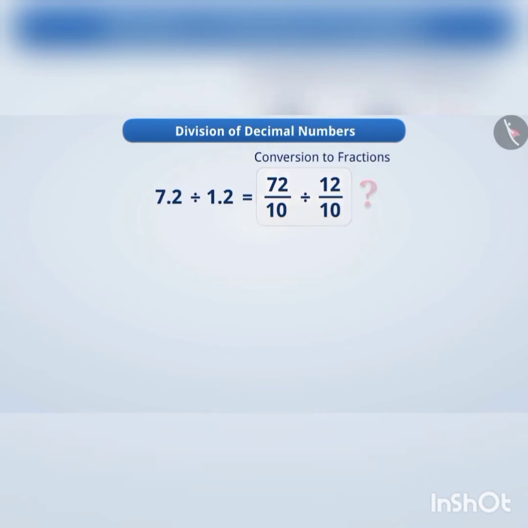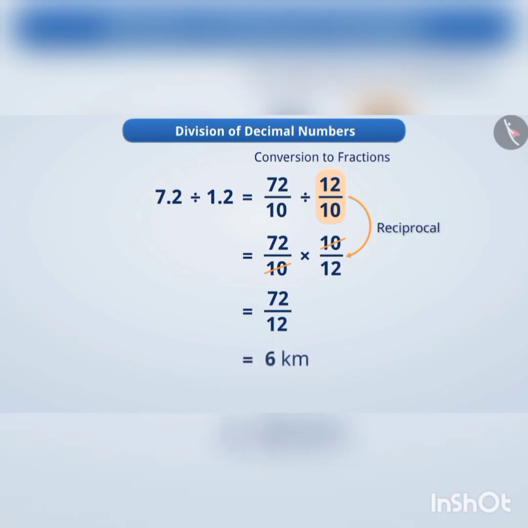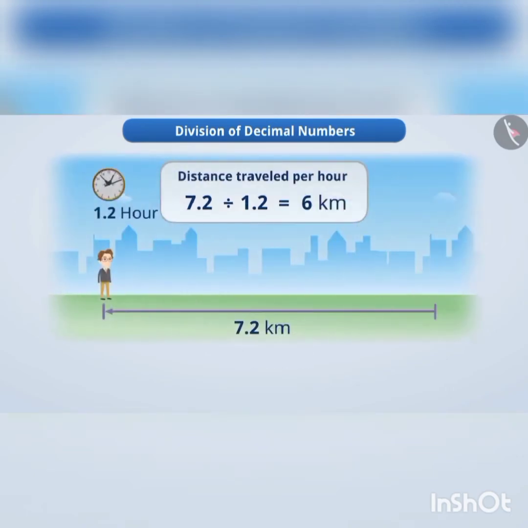Absolutely correct. We will keep the first number exactly the same and multiply it by the second number's reciprocal. 72 by 10 into 10 by 12. Now 10 in the numerator and 10 in the denominator can be cancelled by division, and we will get 72 by 12 results in 6. Therefore, the person covers a distance of 6 kilometers per hour.